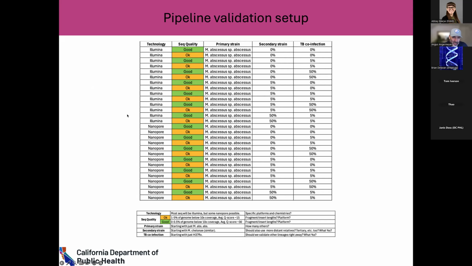So, Illumina versus Nanopore, sequence quality, that's good versus okay. And the details of that can highly vary, of course. For okay, I picked 1.5% of genome below 10x coverage and an average Q-score of 15. And then good is higher coverage and a more adequate Q-score, but those could be wildly variable too.